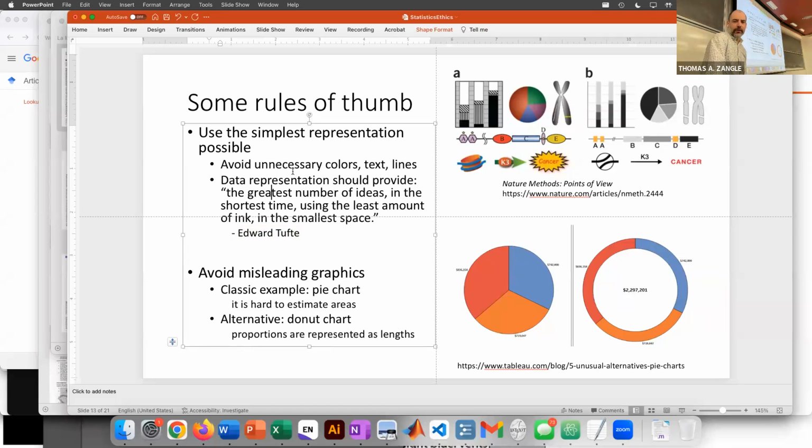His quote on this is that data representation should provide the greatest number of ideas in the shortest time using the least amount of ink in the smallest space. So according to his guidelines, you would want to get rid of any line, any bit of ink on the page that is not directly providing information. Down to unnecessary tick marks if they're not going to be used, or if you have too many of them, and that kind of thing.